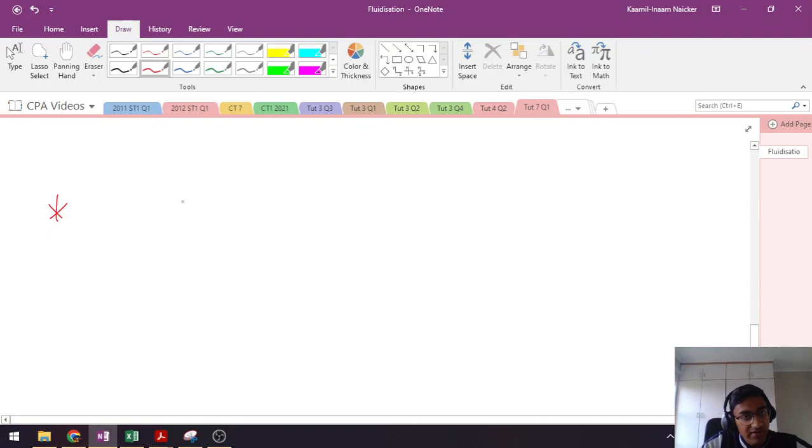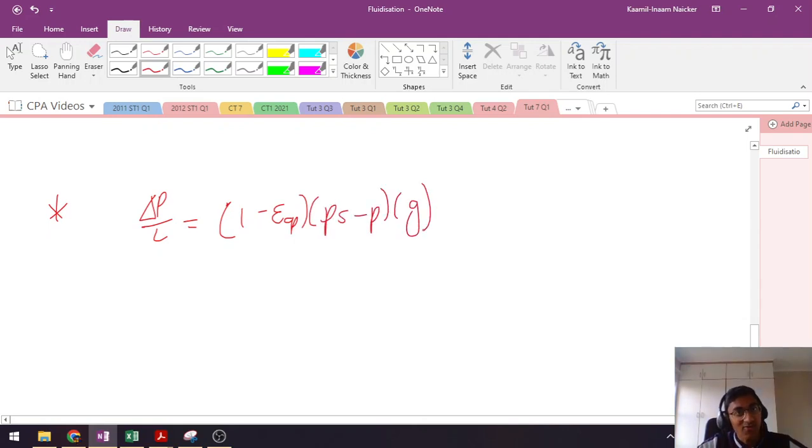They want me to find the delta P across the bed at operating conditions, so let's talk about how I'm going to do that. Delta P over L is equal to, and if I'm looking down, it's because I don't have the equations exactly in my head, but it's better to have the equation accurate than to make a mistake.